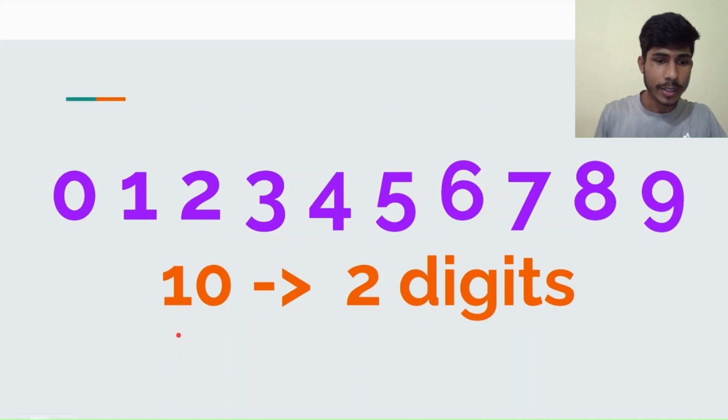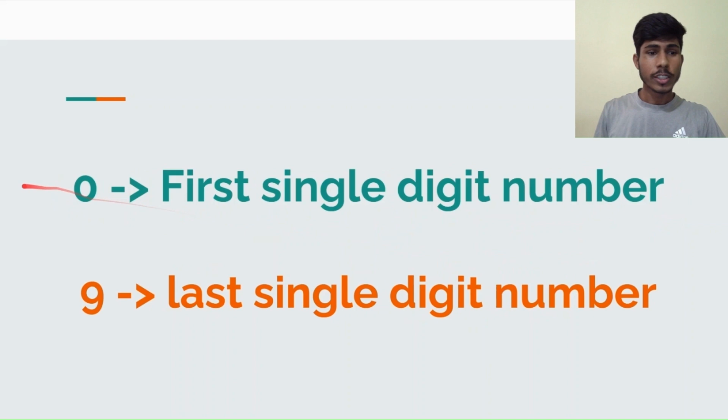But notice here that 10 has two digits, one on the left, one on the right. So 10 is a two digit number, and all the numbers from 0 to 9 are one digit numbers. Okay, so 0 is our first single digit number and 9 is our last single digit number. So we started from 0 and we reached up to 9, and after 9 we'll get 10. So 9 is the last single digit number.